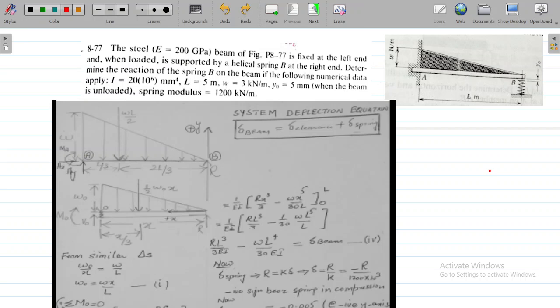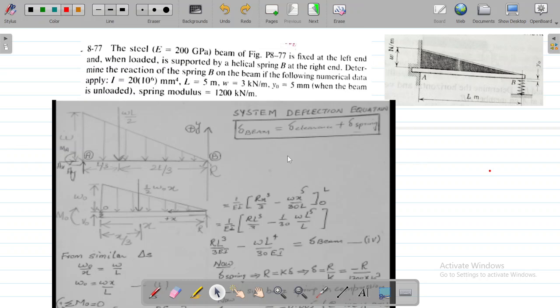data applies. The second moment of area that is being given to us is 20 into 10 to the power 6 millimeter 4. The length is 5 meters. This length is 5 meters. The loading value omega is 3 kilonewton per meter, and the clearance deflection y naught is 5 millimeters when the beam is unloaded. Because when it will be loaded, this clearance value will be closed. The gap will be closed. The spring modulus, this spring K value, is given as 1200 kilonewton per meter.